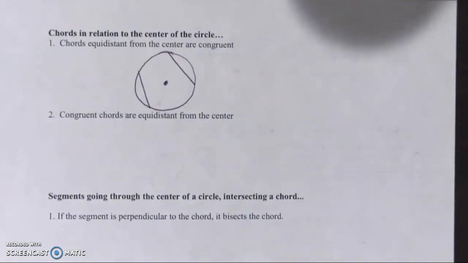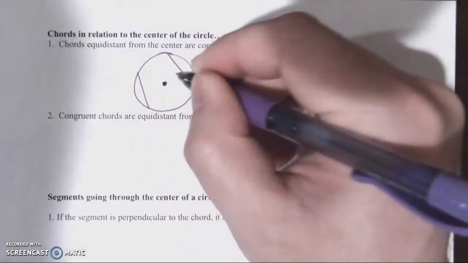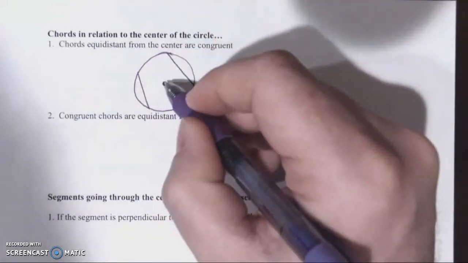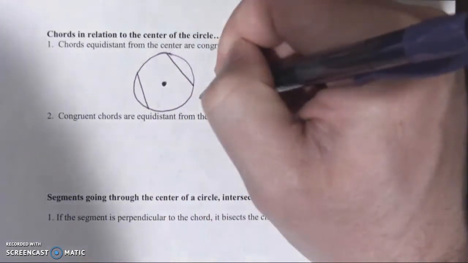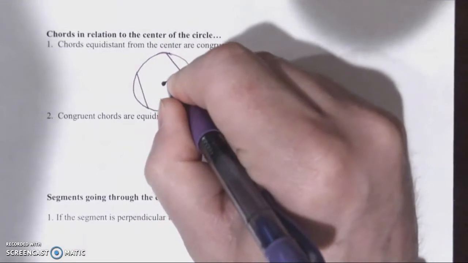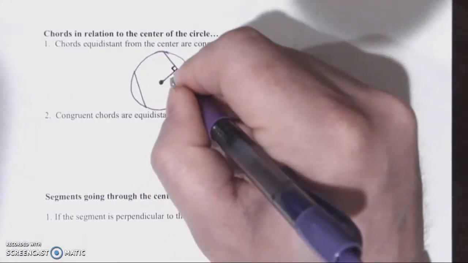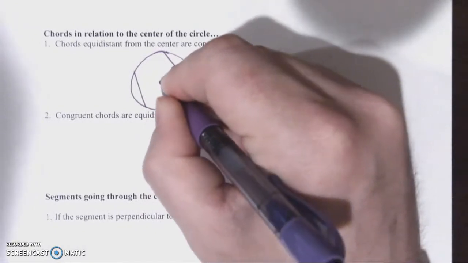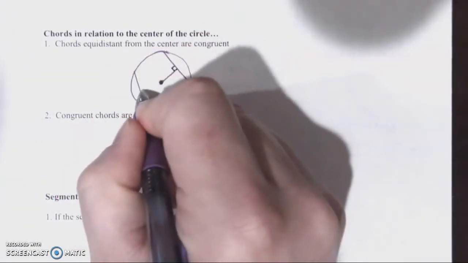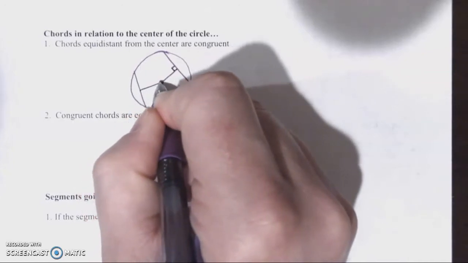How would we know that chords are the same distance from the center? Well, we'd have to be told that. Remember how we measure distance from a point to a line. We've talked about that a lot. We would have to measure the distance in a perpendicular fashion. This is the distance between the center and the chord. And then again, perpendicular.